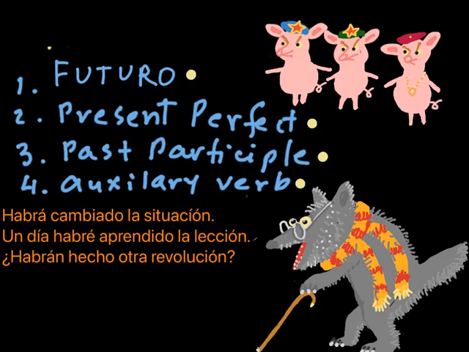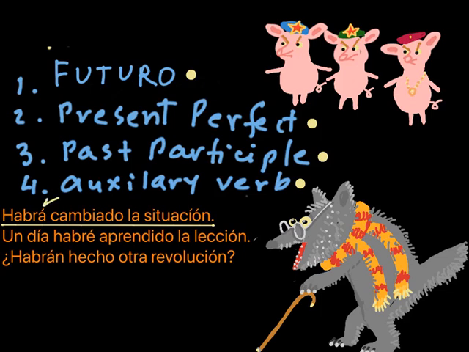So let's see what happened. The pigs became bad. The wolf became sad because he was sorry that it happened. The revolution has deteriorated and started eating its own children. So you have here, habrá cambiado la situación. The situation will have changed.